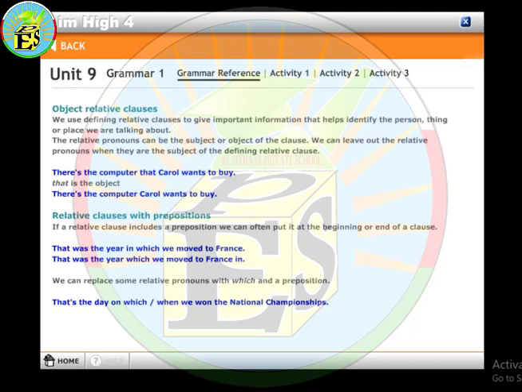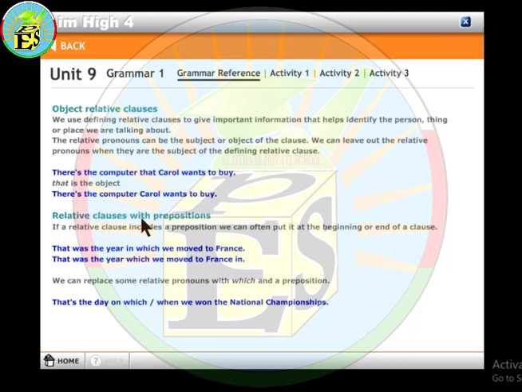Look at these examples. There is the computer that Carol wants to buy. We can write this sentence in a different way. Look, that here, if you underline this word that, it will be the object of the clause. We can write the sentence in a different way like this. There is the computer. We can leave out that. Carol wants to buy. There is the computer Carol wants to buy.